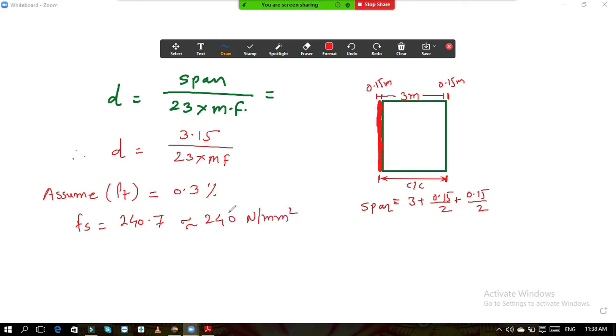And now if you see the graph for the value of this on this 240 line, you will get the modification factor and its value is 1.4. So after that, now put all these values in this formula and calculate the value of D. So D is equal to, what is the value of D?